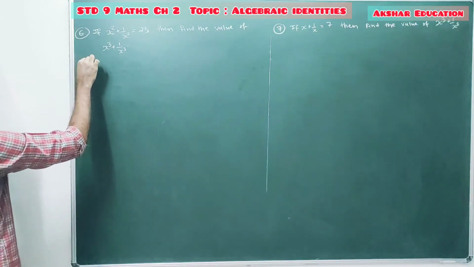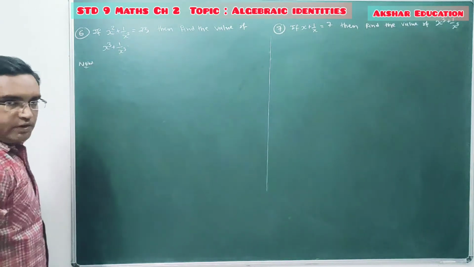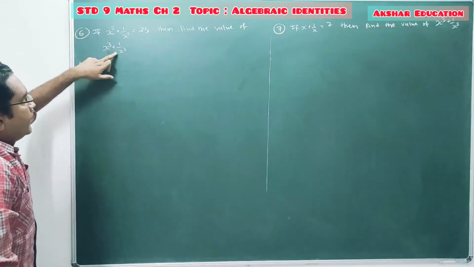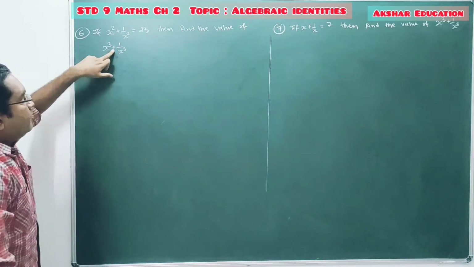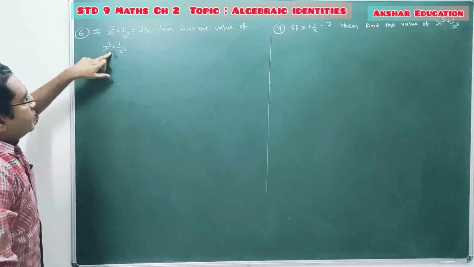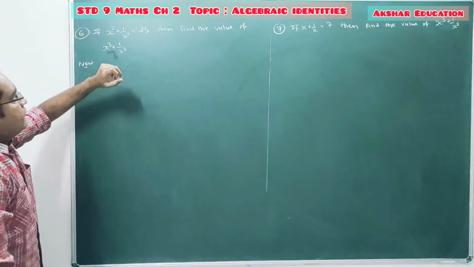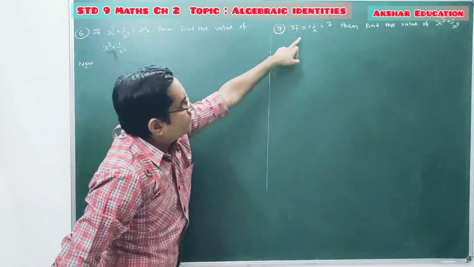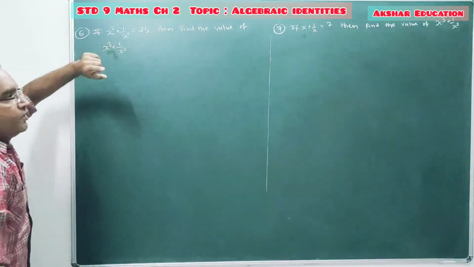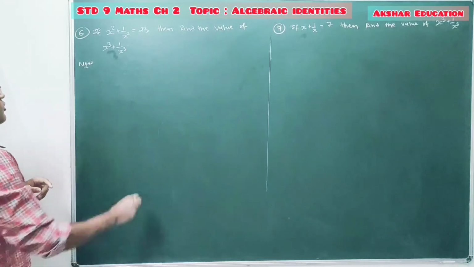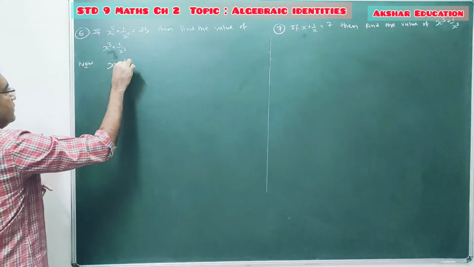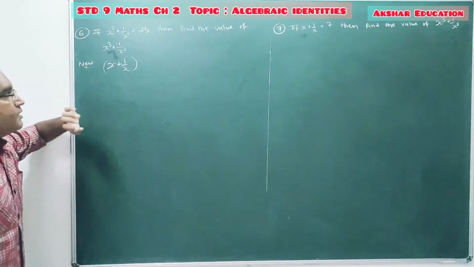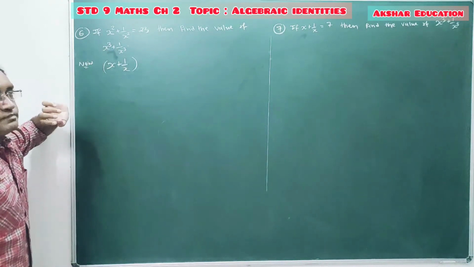Now for this type of sum, whenever you are asked to find the value of x cube plus 1 by x cube, or x cube minus 1 by x cube, or x square plus 1 by x square, or x square minus 1 by x square, in that type of sums, your first step is to find the value of x plus 1 by x. In this sum it is not given directly, but whenever it is not given, your first step is to try to find the value of x plus 1 by x. This term is the basic term which is required to solve this one.